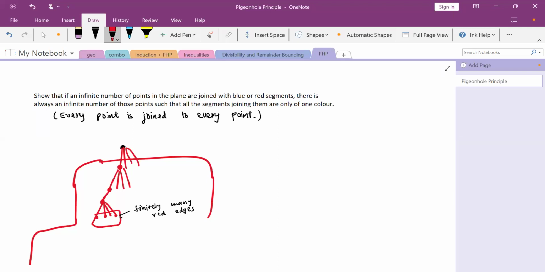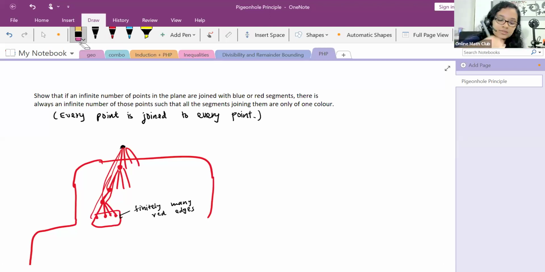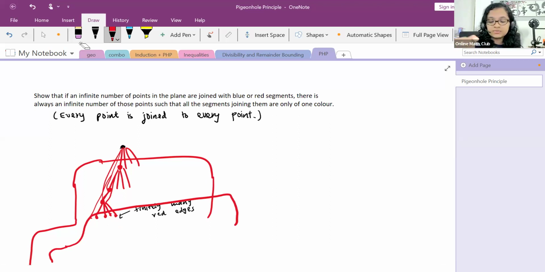This means that there exists a leaf, no, something like that. Not exactly. Basically what you know about these points is that they form an infinite set and all of the points in that set have finitely many red edges, which means they have infinitely many blue edges.